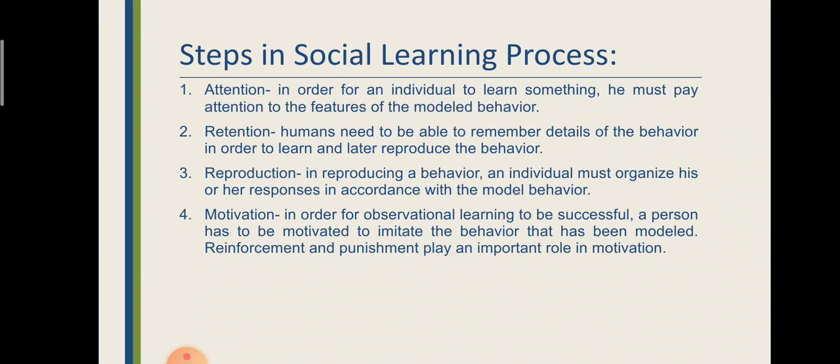Next, what are the steps in the social learning process? So there are certain steps that explain the social learning process. First, we have attention. Attention: in order for an individual to learn something, he must pay attention to the features of the modeled behavior.